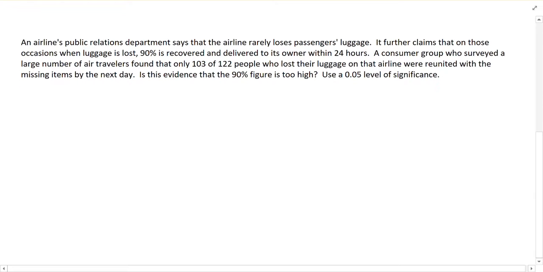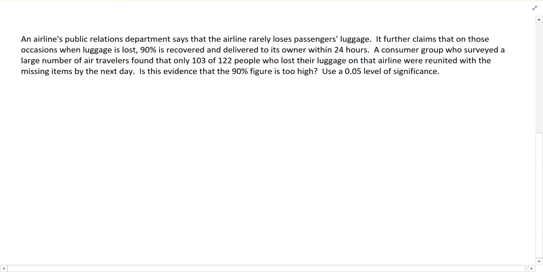So here is a hypothesis test, and let's see how this works out. It says an airline's public relations department says that the airline rarely loses its passengers' luggage. It further claims that in those cases where luggage is lost, 90% is recovered and delivered to its owner within 24 hours. A consumer group who surveyed a large number of air travelers found that only 103 out of 122 people who lost their luggage on that airline were reunited with the missing items within the next day. Is this evidence that the 90% figure is too high? And we're asked to use a 5% significance level.